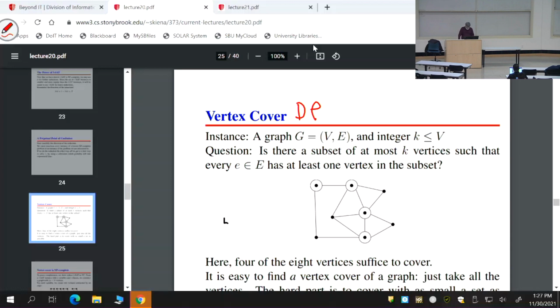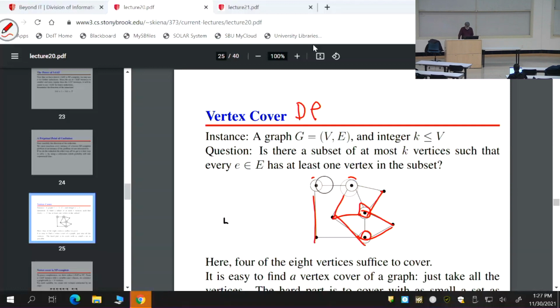Here I've got a graph with, it looks like, 8 vertices in it, right? Does everybody agree that if I take these circled vertices, every edge kisses at least one, that one kisses 2 of them, kisses at least one of the circled vertices? Does everybody see that that's true?